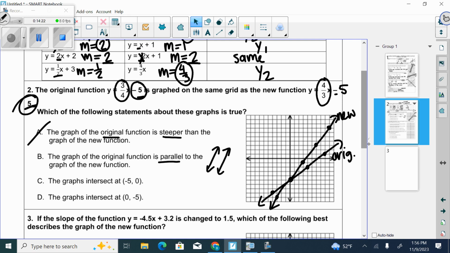They intersect at -5. Here, the graphs intersect at -5, 0. For D, they intersect at 0, -5. Remember, this is x and this is y. Our y-intercept is at -5, so this would be the coordinate point 0, -5. So that would be answer choice D. They do have the same y-intercepts.